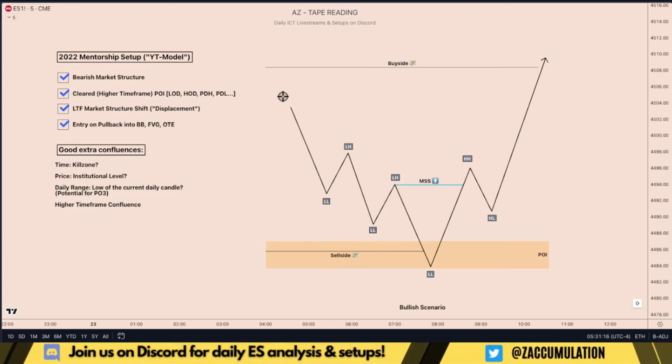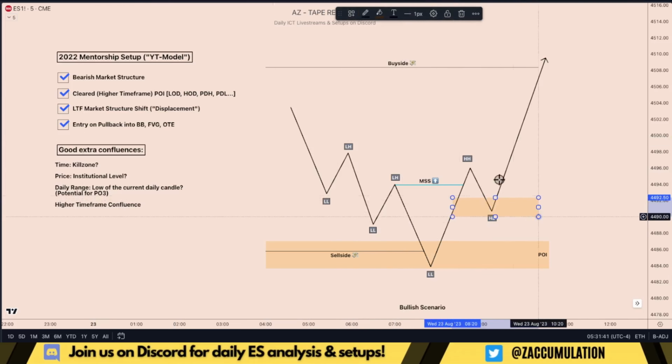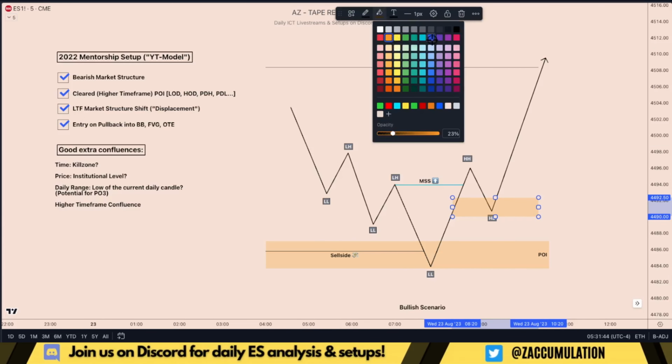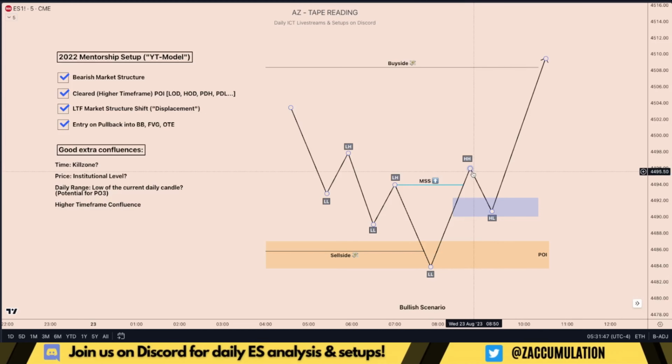So one more time. We have bearish market structure, we form lower lows and lower highs, and we keep doing that until we clear ideally a higher time frame point of interest. We clear that sell side liquidity. We have a displacement leg, lower time frame market structure shift, displacement, and we want to see a fair value gap left behind right here. Let me make this in a different color. And we want to enter on this pullback into the fair value gap. This is the easiest entry technique.